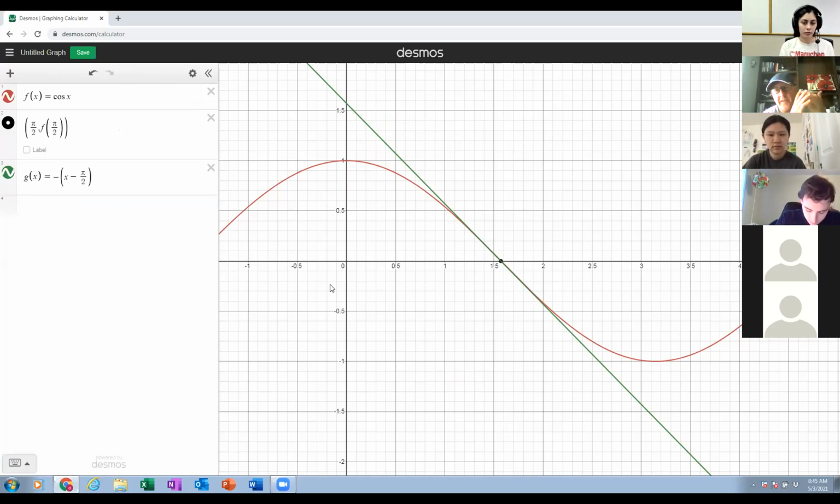Why is it a line? Well, isn't that x to the first power? And it's been slid right pi over 2 and it's been flipped upside down. And so notice it's working. It actually matches that the best you could possibly do with a line.